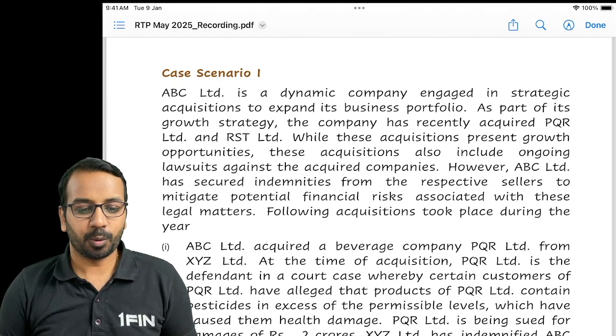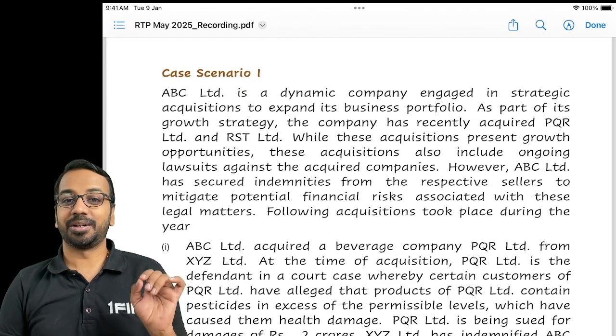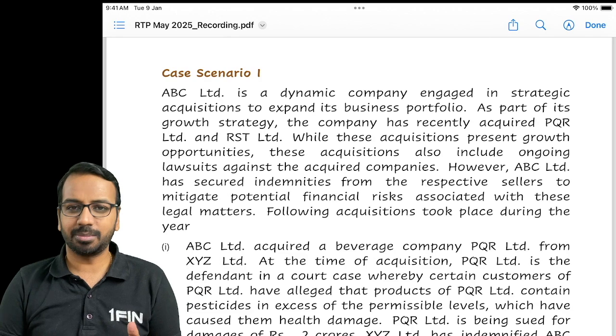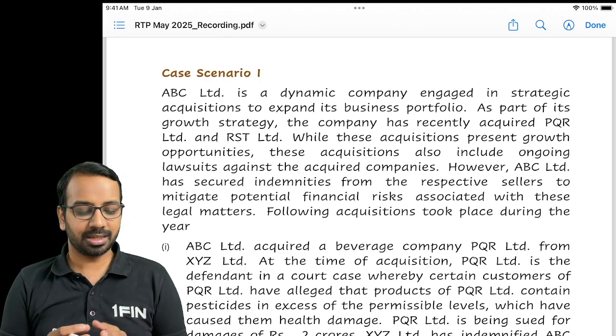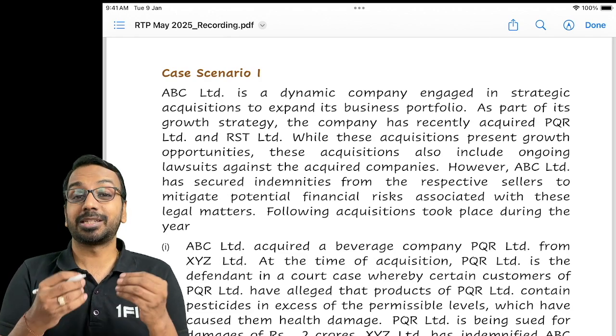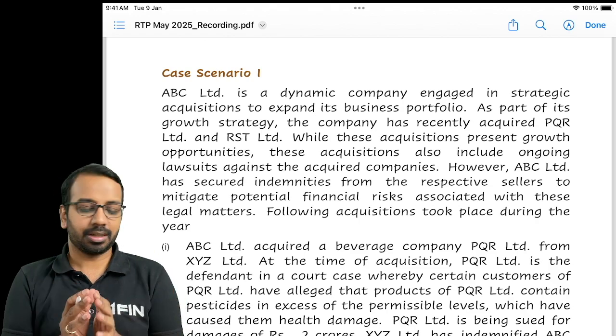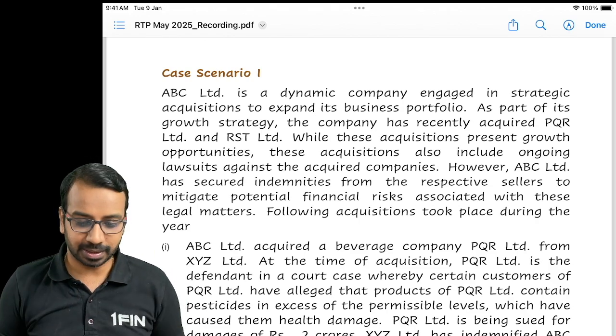Hello everyone, welcome to this discussion on the revision test papers for the May 25 attempt. What ICAI has done is they have released something called model test papers. A few things for those of you who are writing in the May 25 examination.